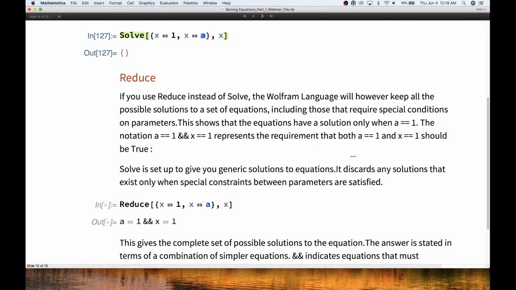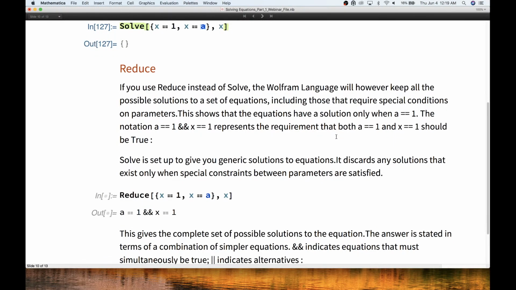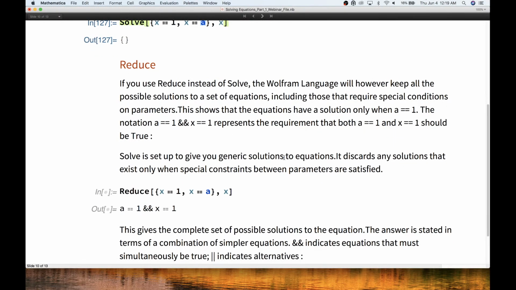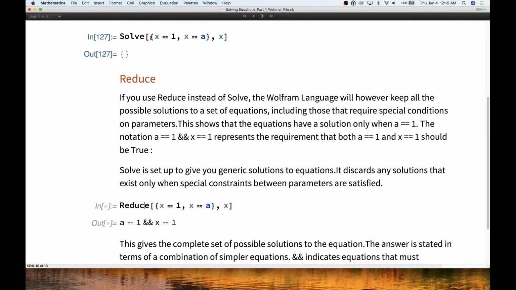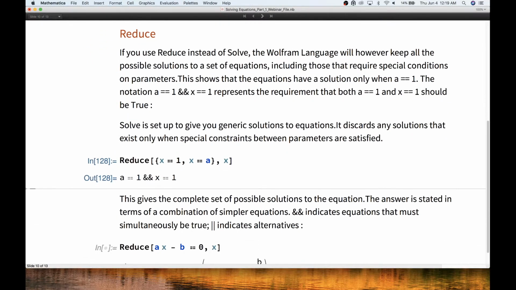The notation a equals 1 and x equals 1 represents the requirement that both a equals 1 and x equals 1 should be true in this case to get an answer. So Solve is set up to give you only generic solutions. But if you want solutions with all the special constraints between the parameters, you will use the Reduce function. So similarly, now instead of Solve, if we use Reduce, it will tell us the complete set of possible solutions.